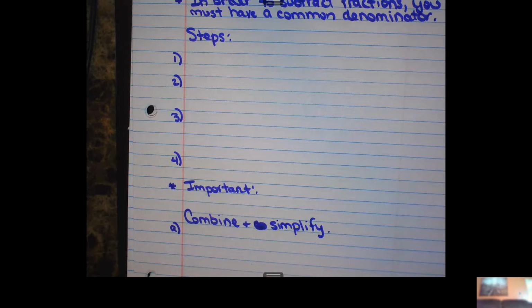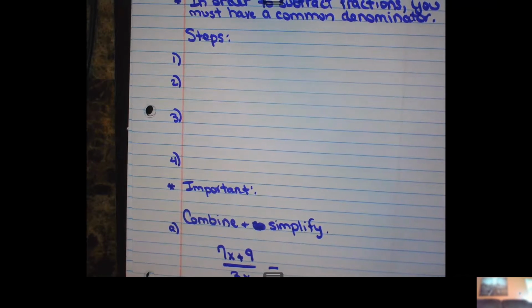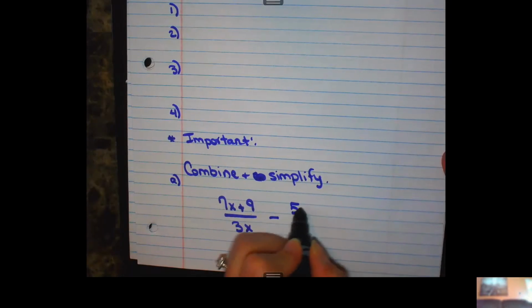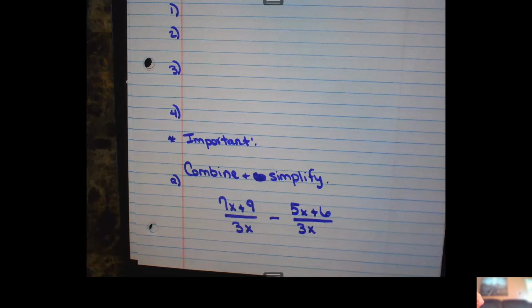So I'm going to start off fairly simple. Our first example is going to be 7x plus 9 over 3x. This time we're subtracting, so we need our subtraction sign. Let me move this up a little bit. And then we'll have 5x plus 6 over 3x. So that's going to be our first example. We're going to do 4 examples in the notes.